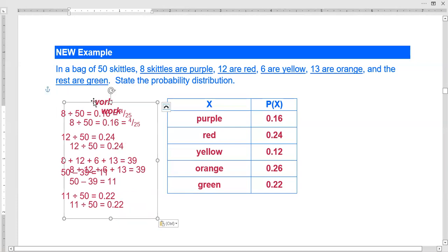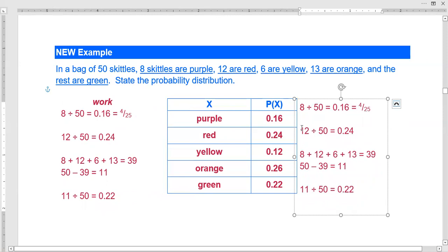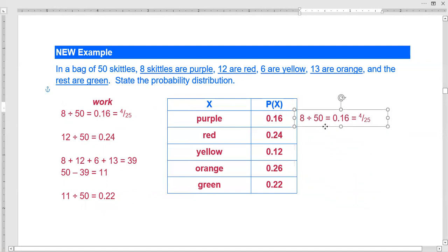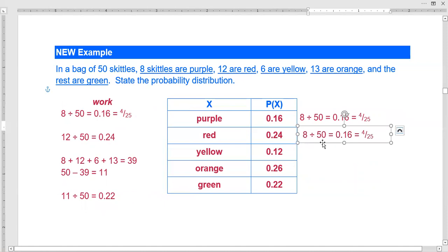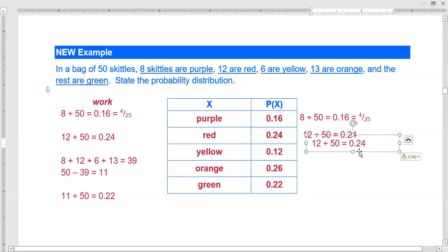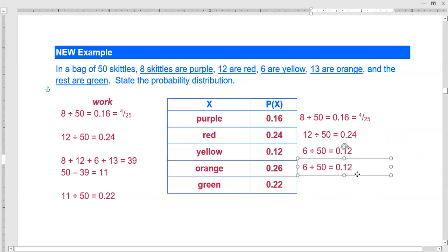So for example, one way would be to list out the work right next to the table where I needed to have it done. So for instance, here where I found the purple and I did 8 out of 50, I could write that there. And then for the red, I would do my 12 out of 50, which is 24 or 0.24. And so on. So this is giving myself a little guide here so that in the future, I know how to use this example to help me to solve other problems.